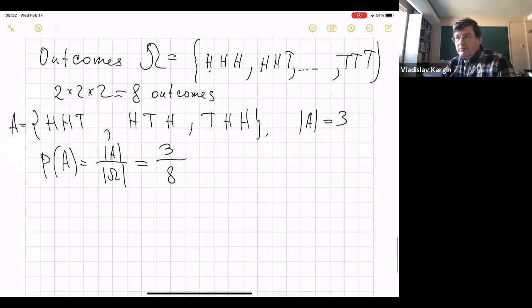Now, to do this, the only thing that we need is to be able to count things in the event. And in general, it's a difficult problem. So we need to count things.